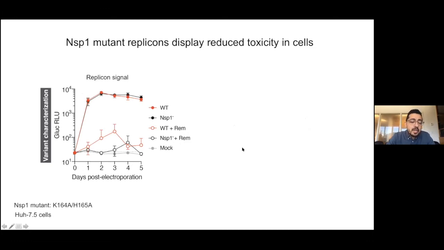We also wanted to see how the replicon could be used to characterize viral variants. And here we focused on the first viral gene product, NSP1, because of its role in affecting translation and countering the innate immune response. Using an NSP1 mutant unable to engage the ribosome, we observed that it behaves similar to wild-type replicons, could be monitored for a number of days, and could be readily inhibited by remdesivir.